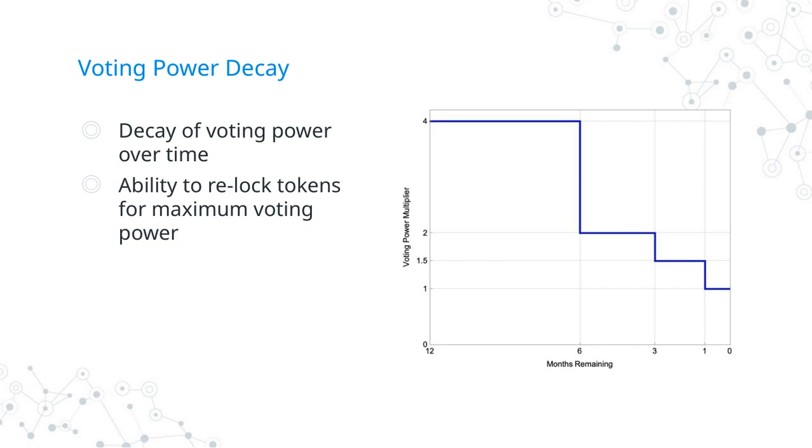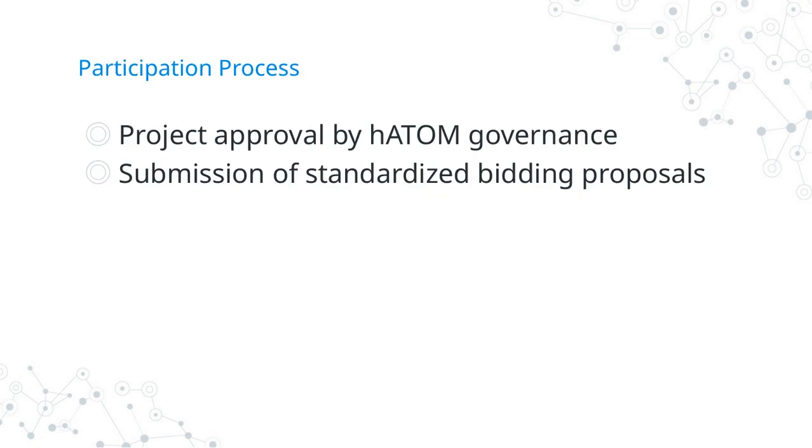Hydro generates income from liquidity injections and project bids, benefiting both the Cosmos Hub and Hydro voters. Projects must first be approved by H-Atom governance to compete for liquidity injections. They submit standardized bidding proposals with key details and a non-refundable entry fee. Projects are ranked according to H-Atom holder support, and funds are allocated accordingly.